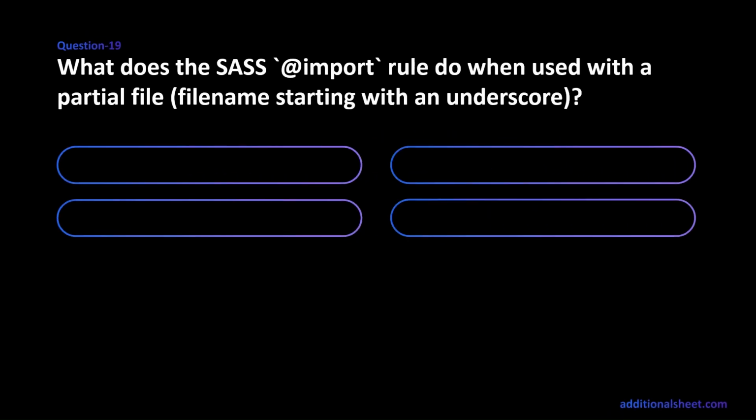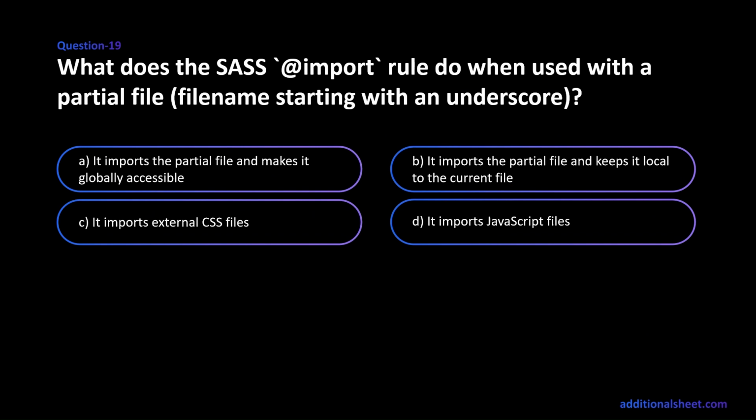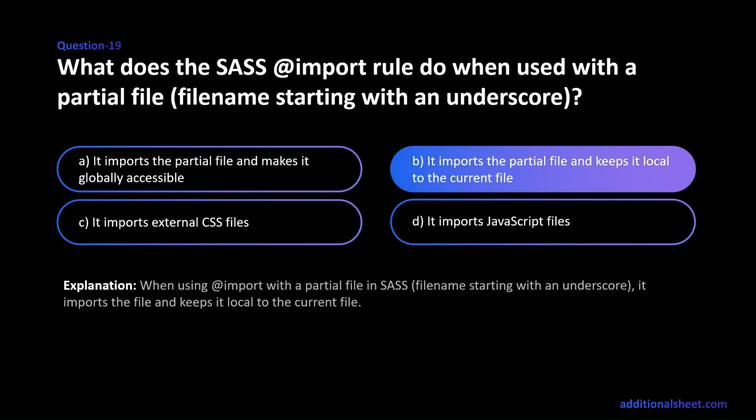Q19. What does the SASasset import rule do when used with a partial file? Options are: A. It imports the partial file and makes it globally accessible. B. It imports the partial file and keeps it local to the current file. C. It imports external CSS files. D. It imports JavaScript files. Correct answer is option B. When using import with a partial file in SAS, file name starting with an underscore, it imports the file and keeps it local to the current file.